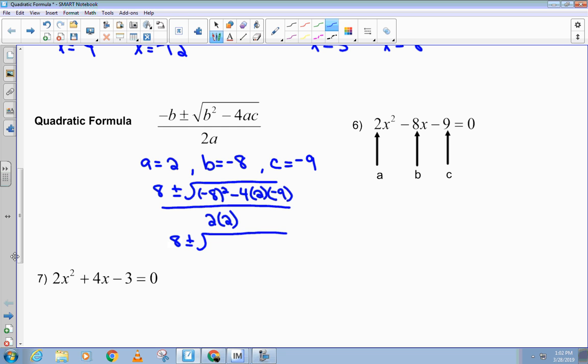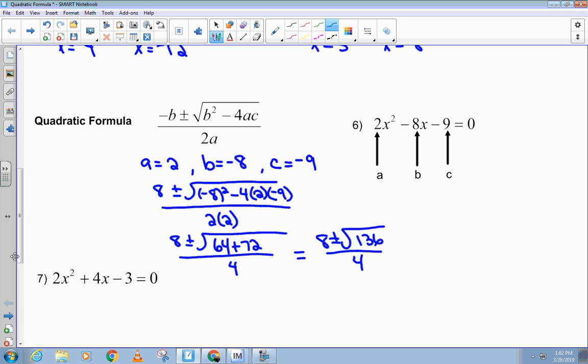Alright, so we have 8 plus or minus. Okay? And negative 8 squared is 64. And then minus 4 times 2 times negative 9. There's an even number of negatives, so it's going to become plus. And that's going to be 72 over 4, which is 8 plus or minus the square root of 136 over 4.